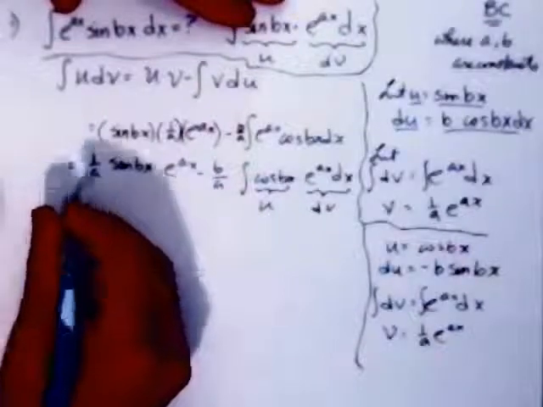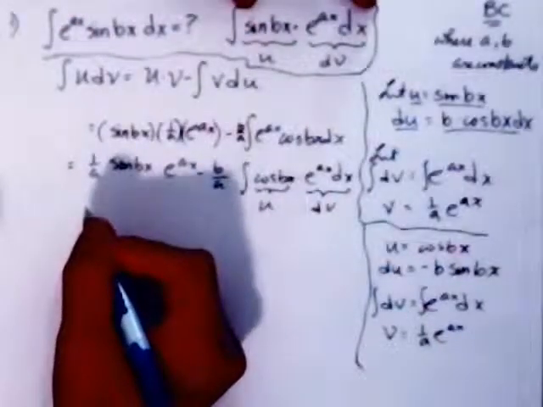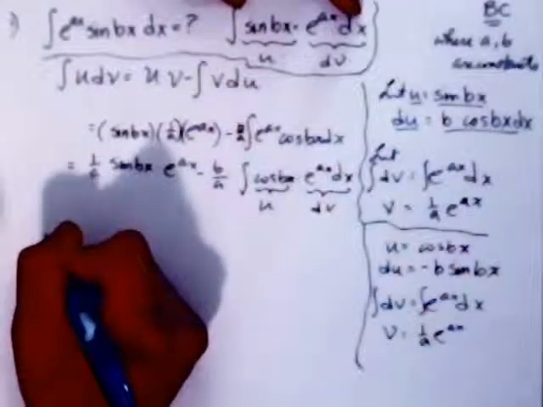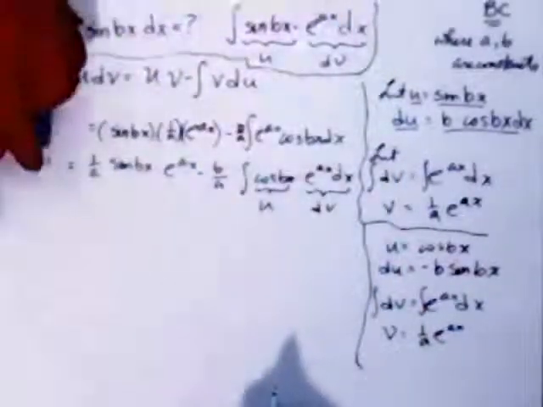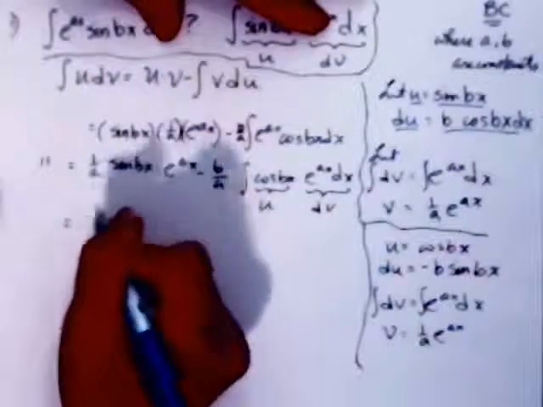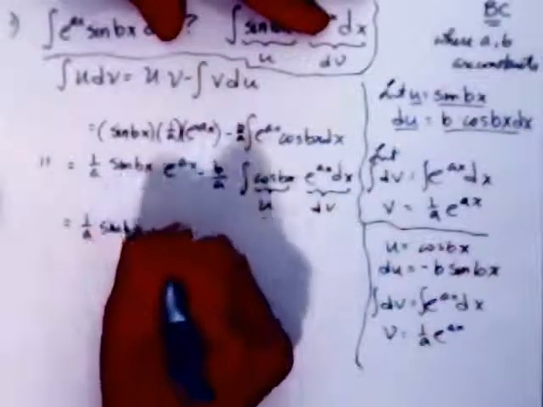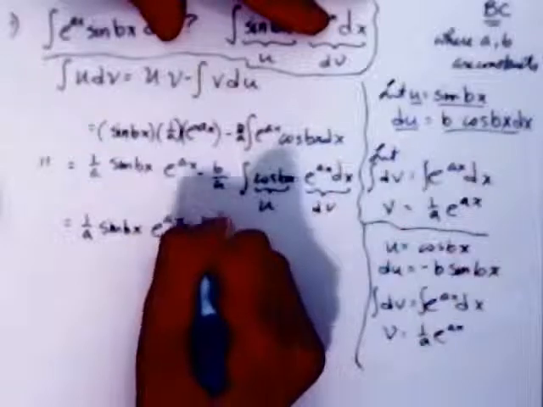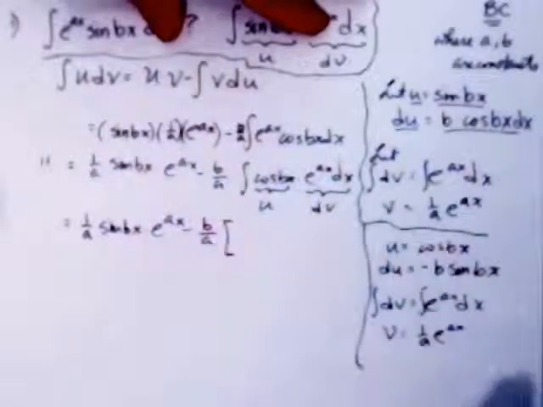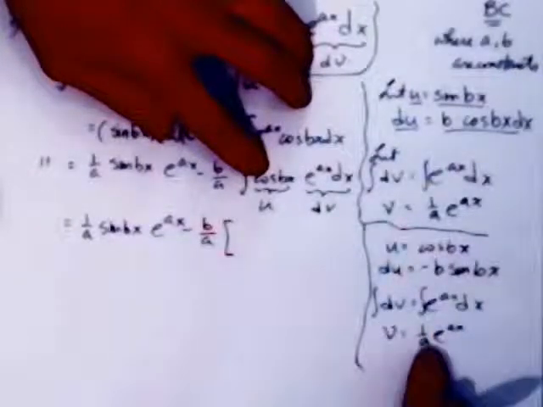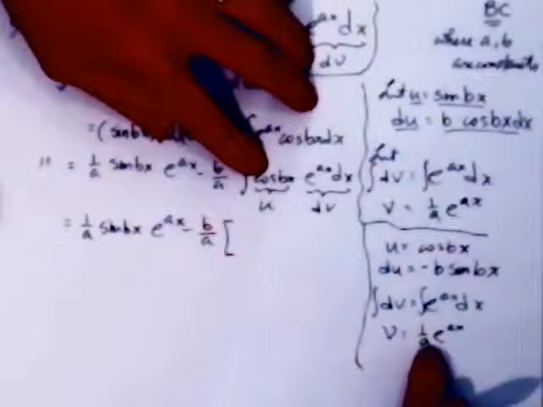So the left side of the equation, I'm going to just rewrite this portion right here, okay? And it's going to take a little bit extra space. Now I'm just going to rewrite it as this ditto right here, okay? This portion is that ditto portion. It's equal to 1 over a sine of bx times e to the ax minus b over a, and then times the quantity. Integral of u dv is u times v, cosine of bx times 1 over a e to the ax.